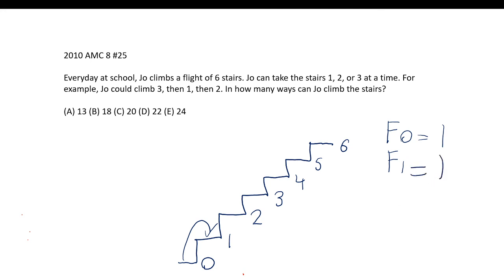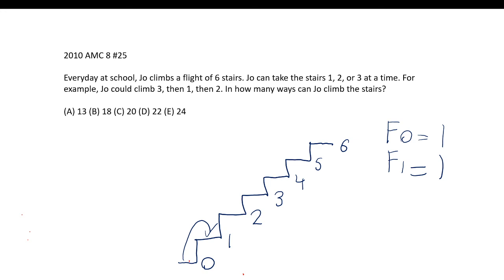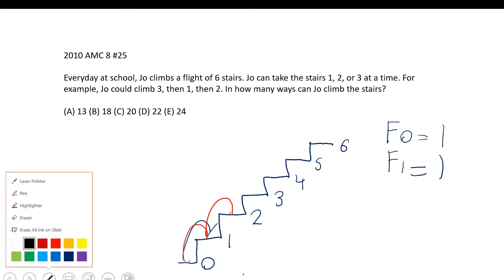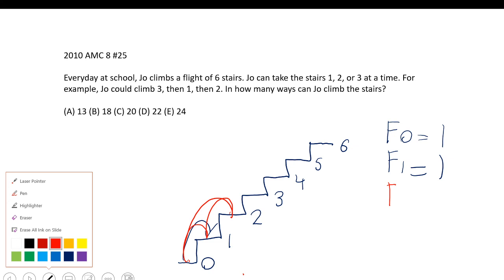Let's look at F2. How many ways are there to get to the 2nd step? To get to the 2nd step, we have multiple ways. We can go 1, 1, or we can take 2 at a time. Those are the only possible ways I see. We can go 1, 1, or just 2 at a time. So there are 2 ways for F2.